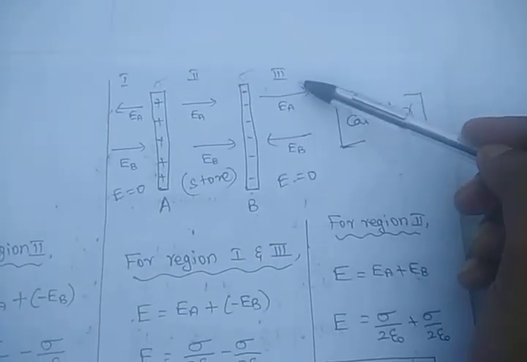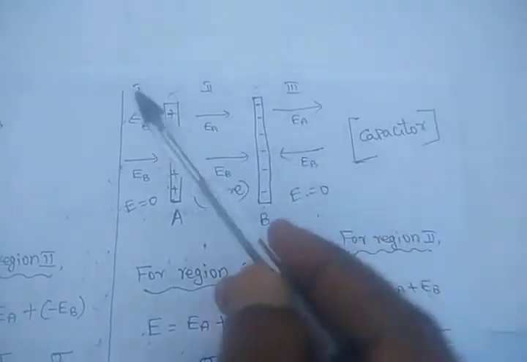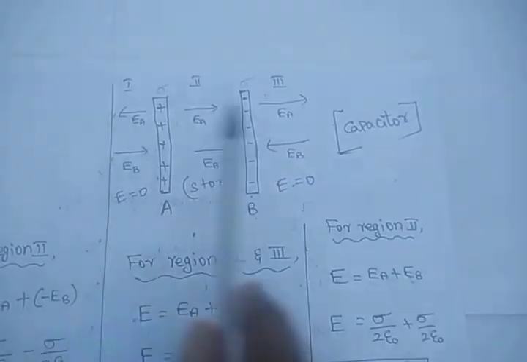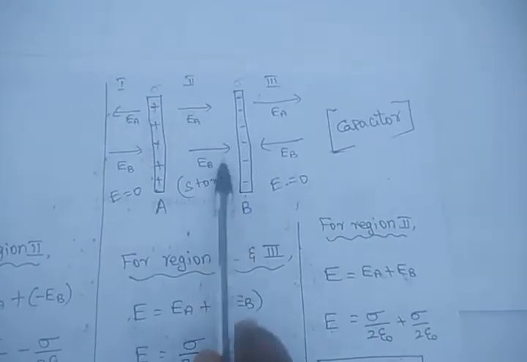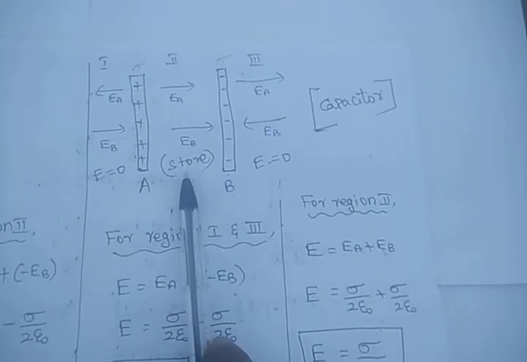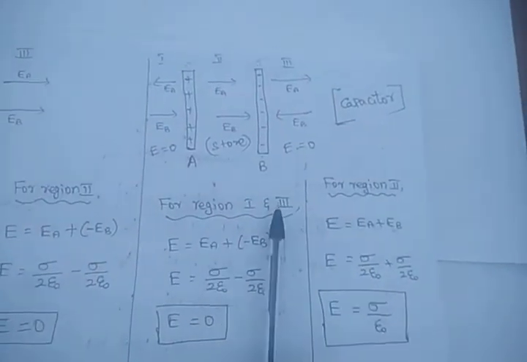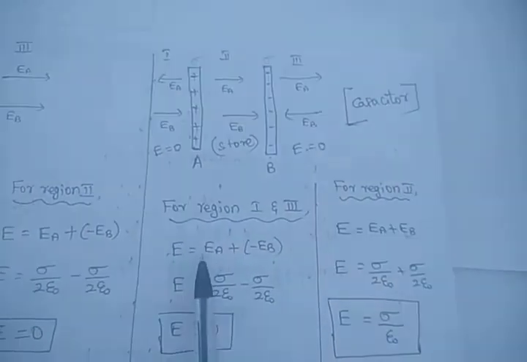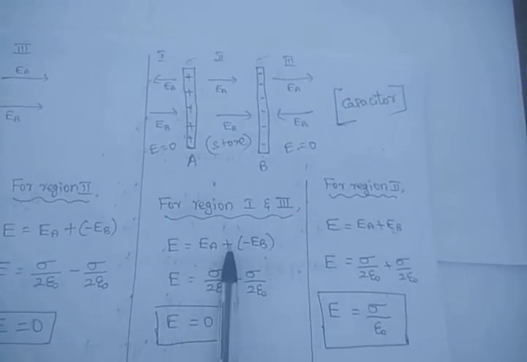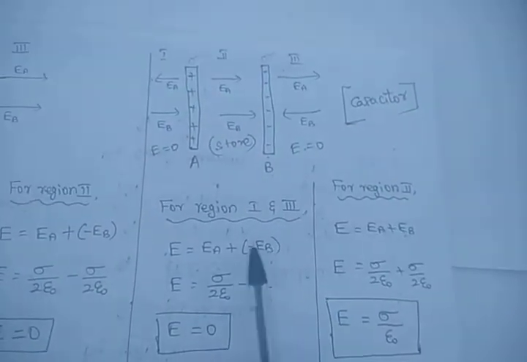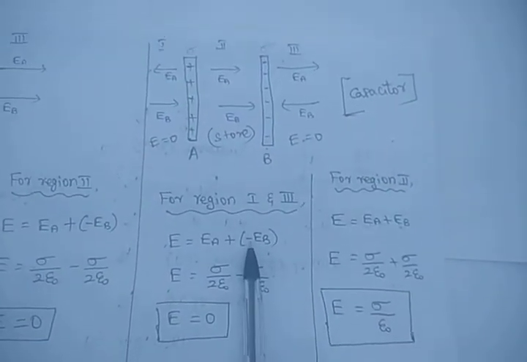Hence effectively we can see that outside it will be equal and opposite, and inside it will add up. So it will store the charges, and that is called a capacitor, as I told. For regions 1 and 3, both add up, EA plus EB, but EB is in the opposite sense to EA, so we have to put a minus.